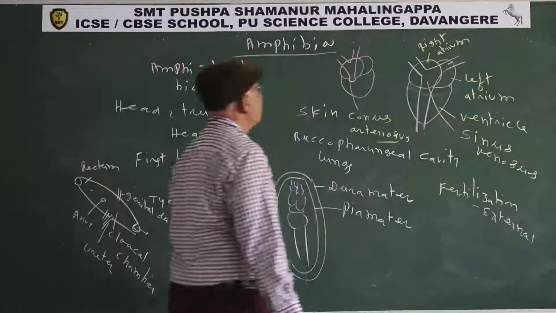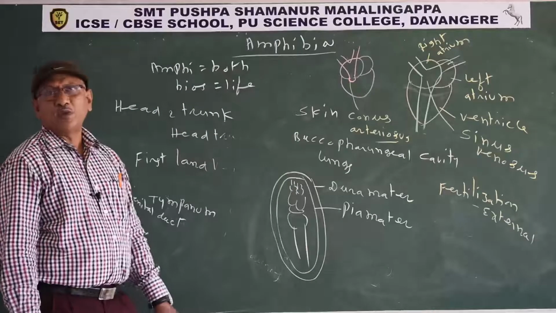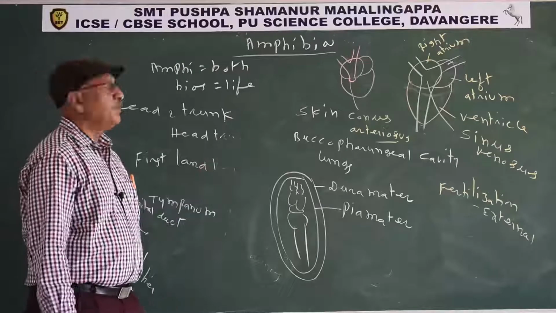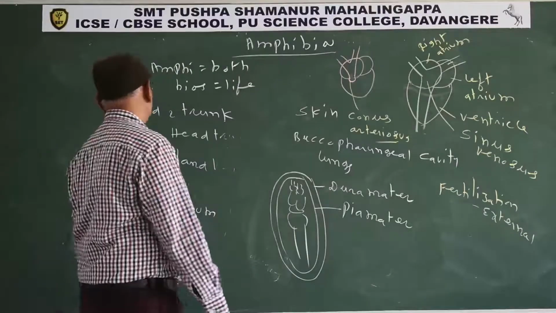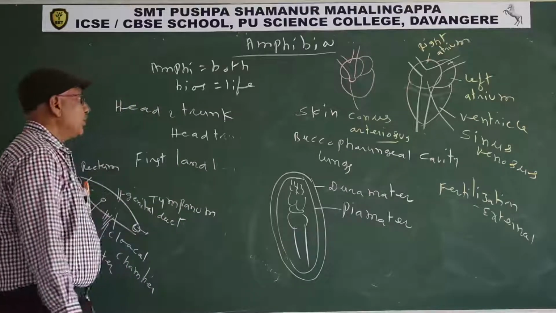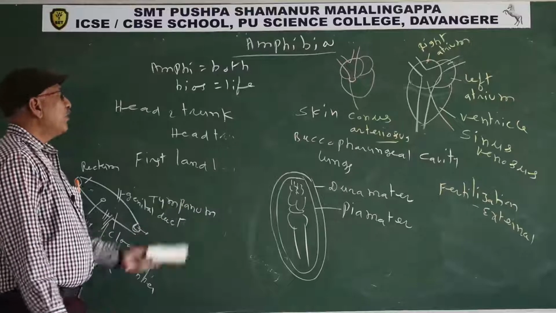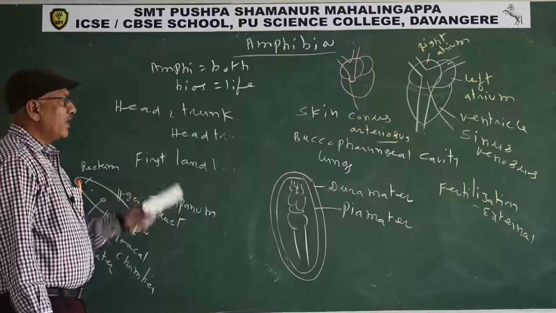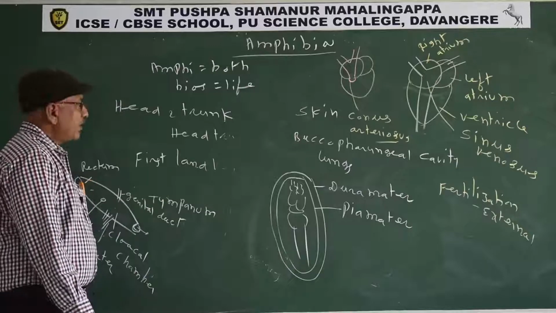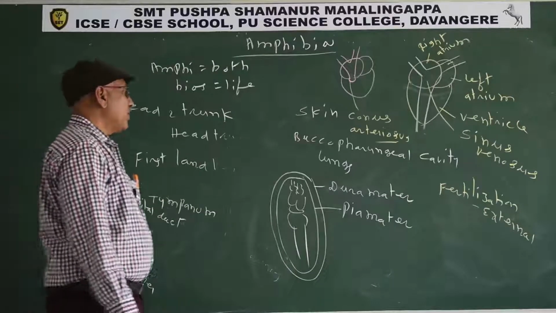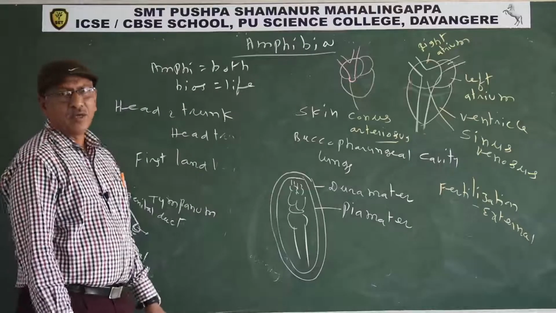Amphibia. Amphi means both. Bios means life. The organism leads a dual mode of life, known as amphibian. They live partly in water, partly on land. Body is divisible into head and trunk in most amphibians. In some animals, head, trunk and tail. Example, Salamandra. So, head, trunk and tail are seen in the members of order Caudata or Urodela.